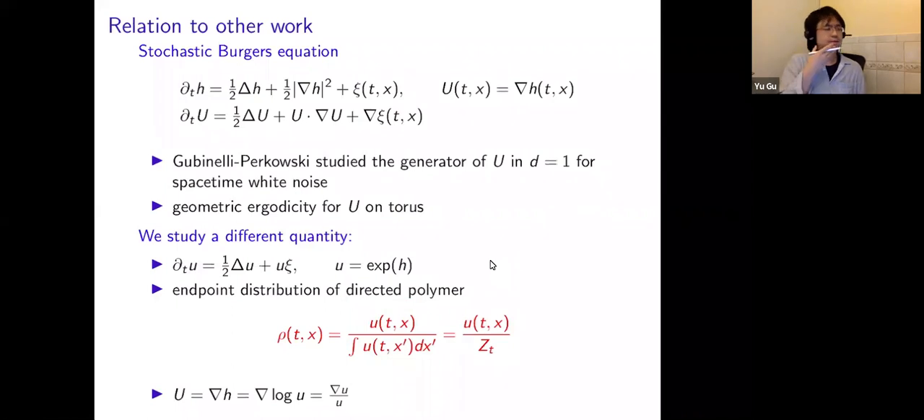So that's different from the case of, for instance, d greater than 3, where we have a small parameter. There, U or H, they stabilize. But here, U or H, they don't stabilize, but this capital U stabilizes, and this rho stabilizes.